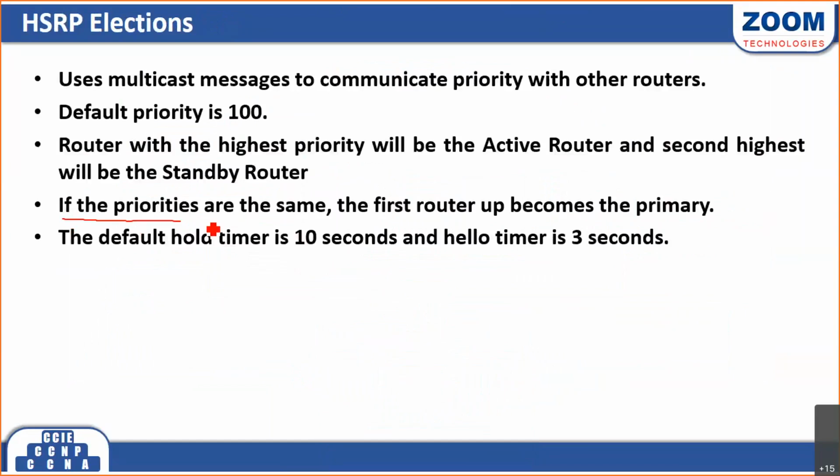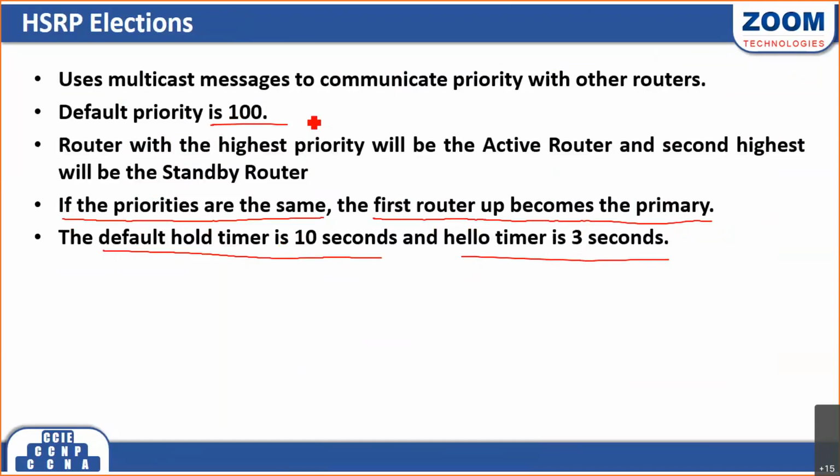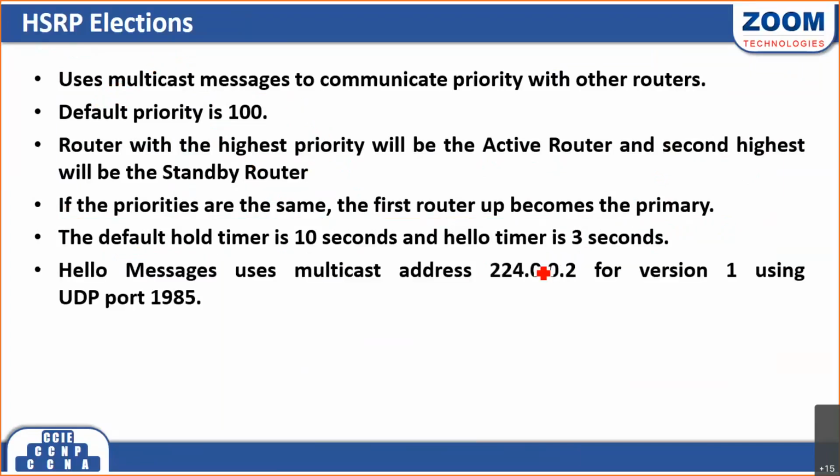If the priorities are the same, the first router up becomes the primary. So whichever router comes up first initially will be the primary, meaning it is active. The default priority is 100. Default hold time is 10 seconds and hello timer is 3 seconds. The router with the highest priority will be active and the second highest priority will be standby. The HSRP election process uses multicast messages, meaning hello packets with 224.0.0.2 as the multicast IP address.